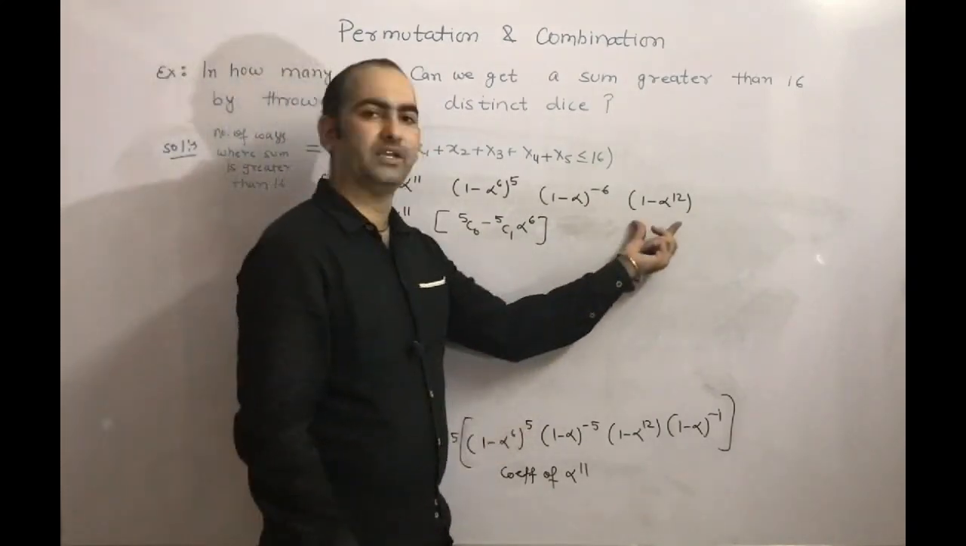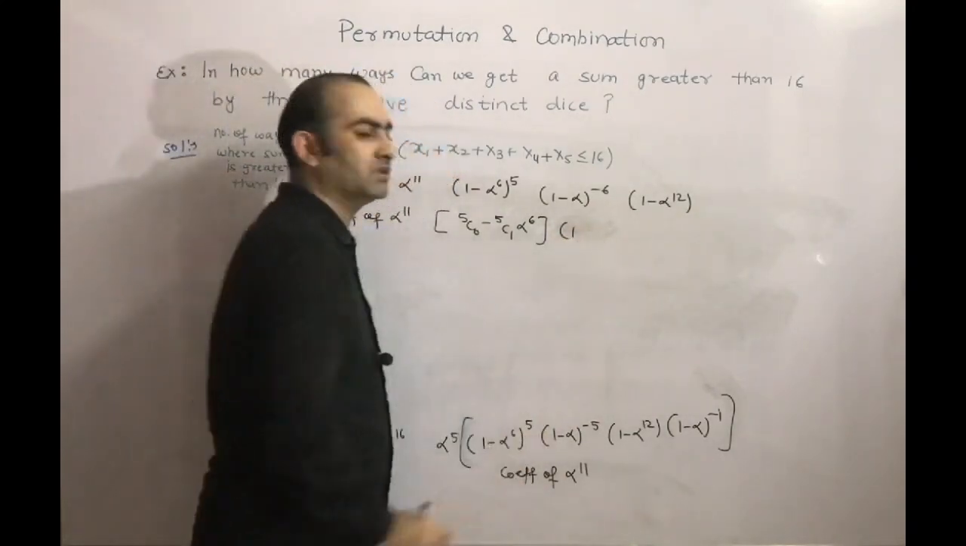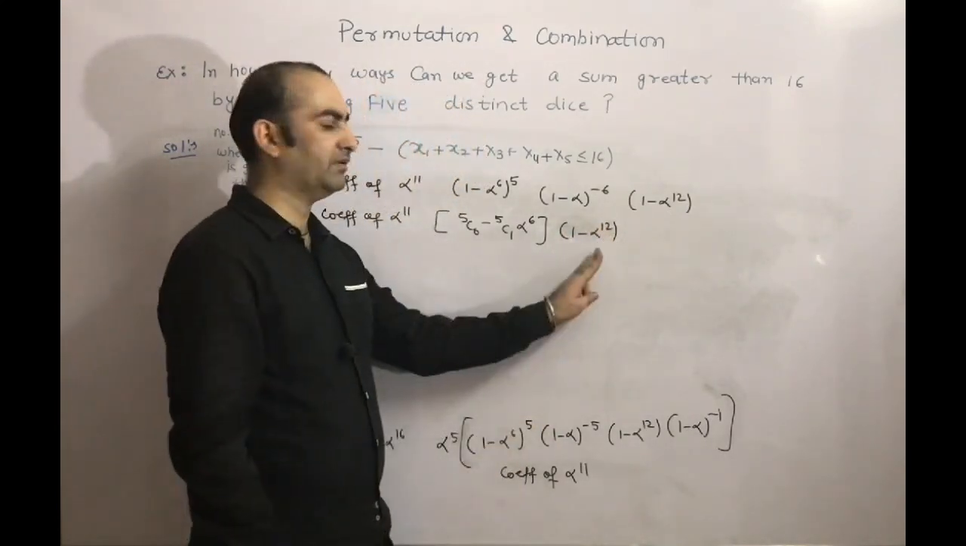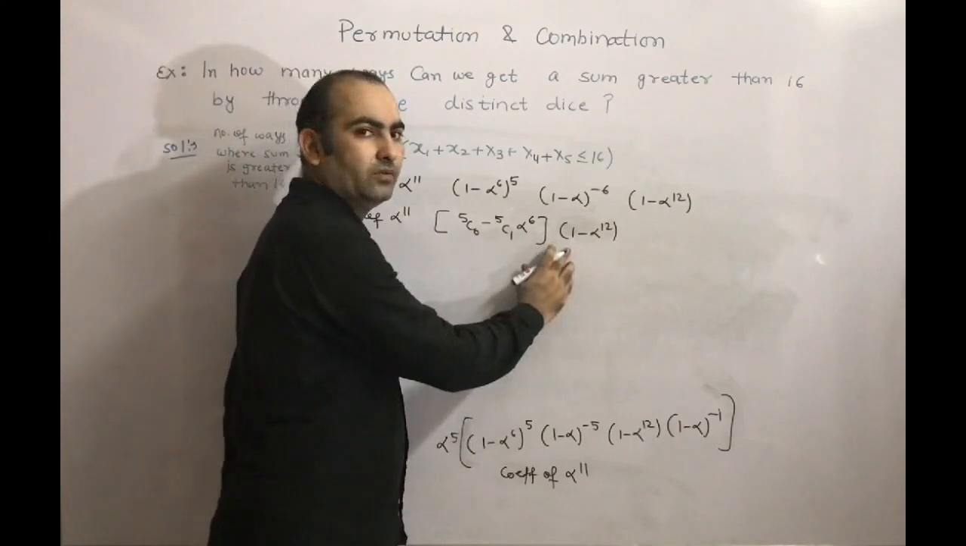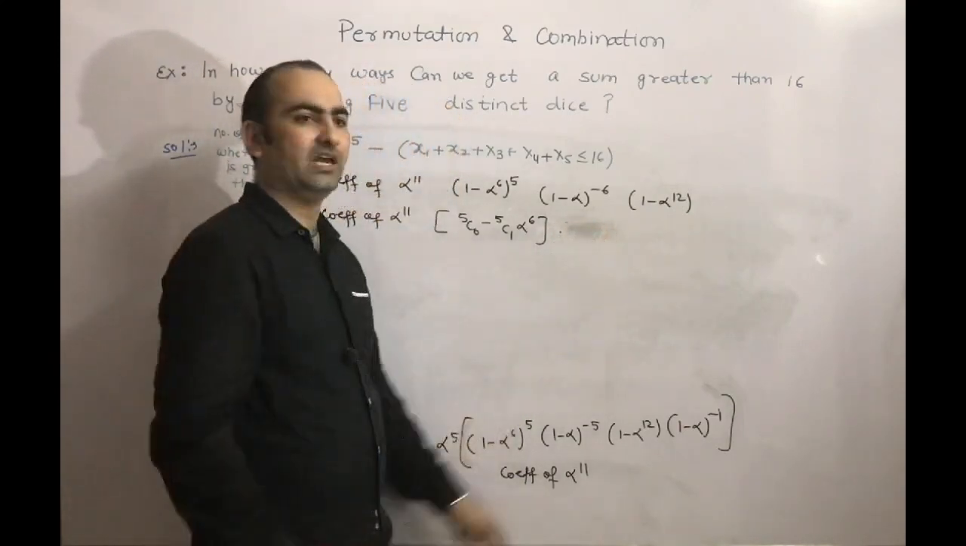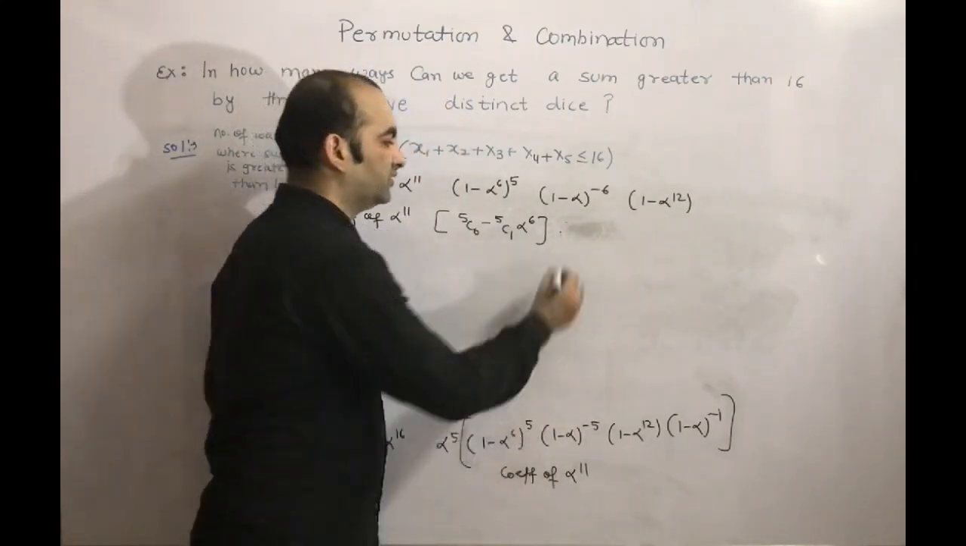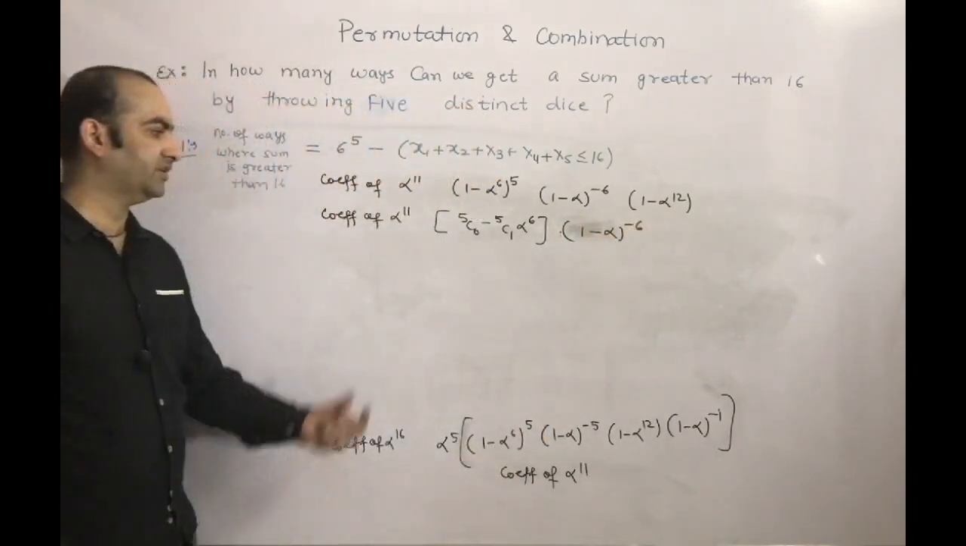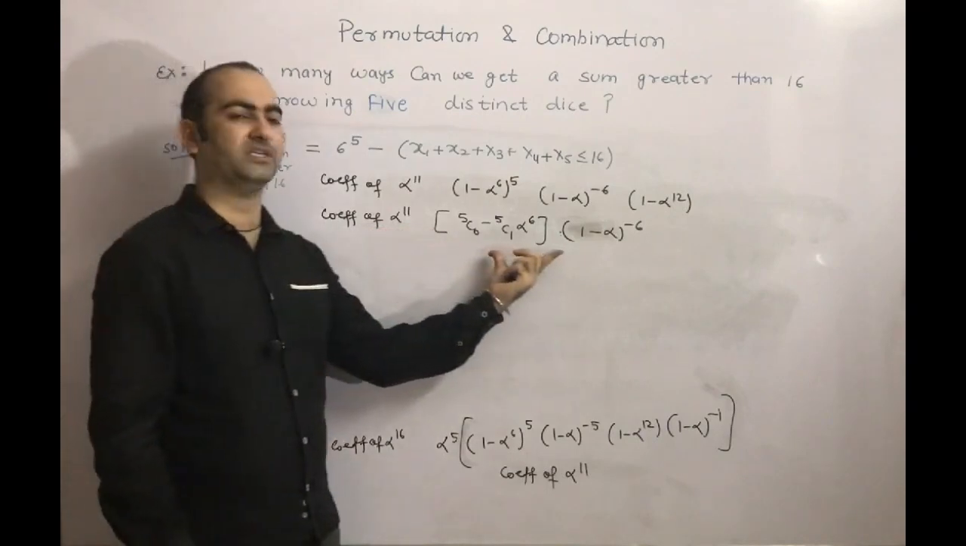And here is 1 minus alpha power 12. Here also we can neglect alpha power 12, so only 1 is remaining. So here 1 only will come. So what remains is 1 minus alpha power minus 6. That means we have to find the coefficient of alpha power 11 in this equation.